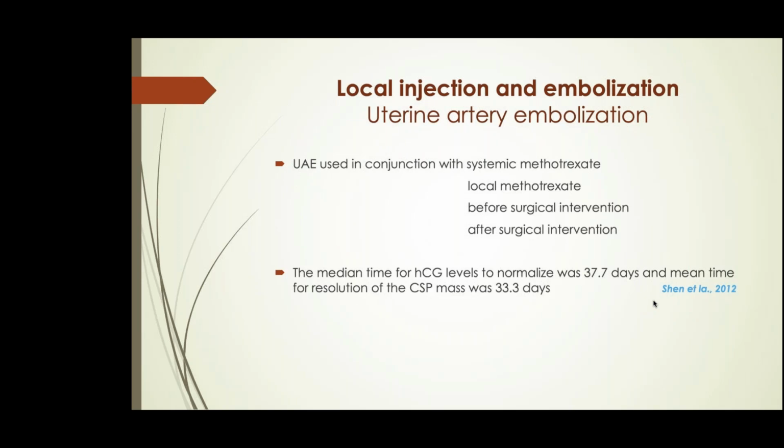Another treatment option is uterine artery embolization. When you use uterine artery embolization, you deprive the gestational sac of blood flow, which can enhance the effect of the systemic methotrexate or local methotrexate on the fetus. So you can use both the embolization and methotrexate in the treatment. The median time for beta HCG levels to normalize was 37.7 days, and the mean time for resolution of the mass was 33 days.